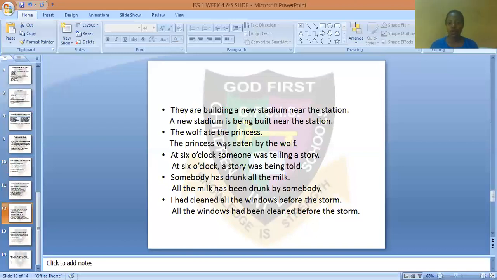Somebody has drunk all the milk. All the milk has been drunk by someone. Somebody is the subject of the sentence. Drunk is the verb of the sentence. So somebody is the performer of the action. All the milk has been drunk by somebody. In the passive voice, somebody now is the receiver of the action.